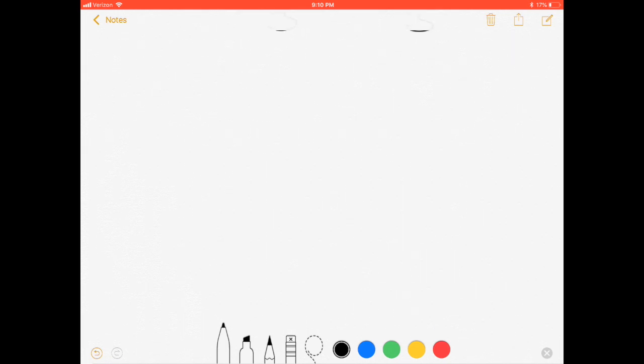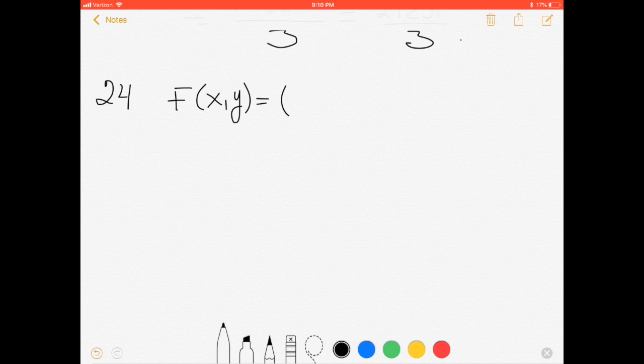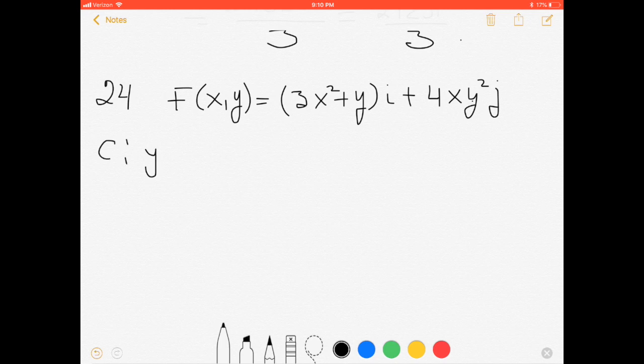One more example. Number 24. You have the vector field F of x, y, which is equal to 3x squared plus y, i, plus 4xy squared, j, and your region is between y equal to square root of x, y equal to 0, and x equal to 9.